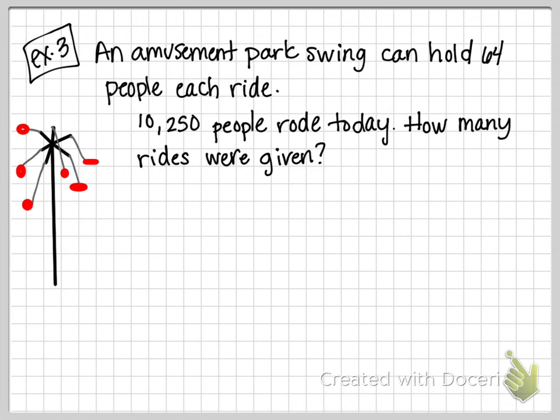How would we solve this? How are we going to set this up? Luke, what would you do? 64 divided by. Which one is being divided by? Yes. Very good. 10,250. That's the total number of people divided by 64 each ride. And then it's going to tell us how many times the ride ran. Like how many times did it go? All right, so let's do our division.